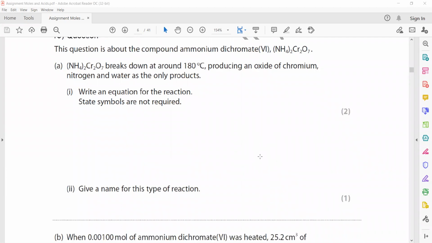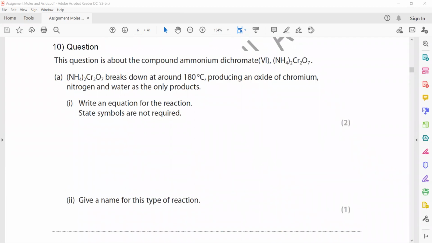In question 10, this question is about the compound ammonium dichromate. Ammonium dichromate breaks down at around 180 degrees centigrade, producing an oxide of chromium, nitrogen and water as the only products. Write an equation for this reaction; state symbols are not required. So you don't have to mention the states of the product, but you should write a balanced equation.